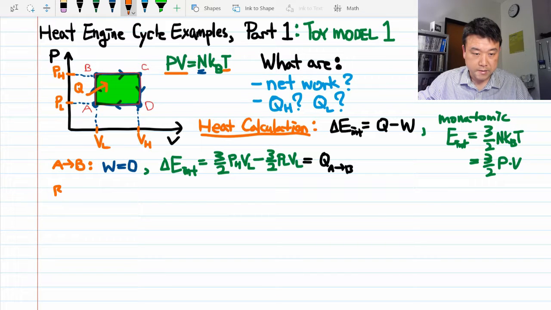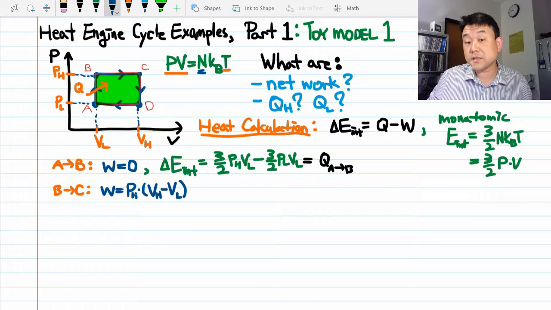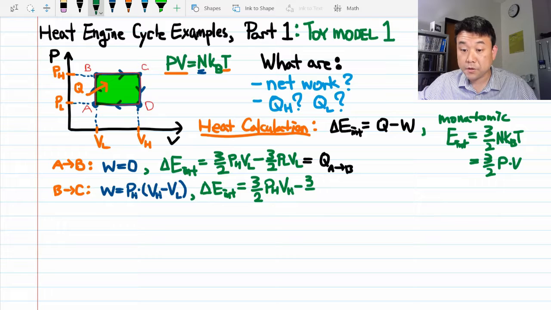So process B to C. Here the work done isn't 0. It's pressure times change in volume. You can see that it's doing positive work. And the change in internal energy is 3/2 times the difference in pressure times volume. I'm going to keep them as separate terms because that's going to make our later algebra a little bit easier.